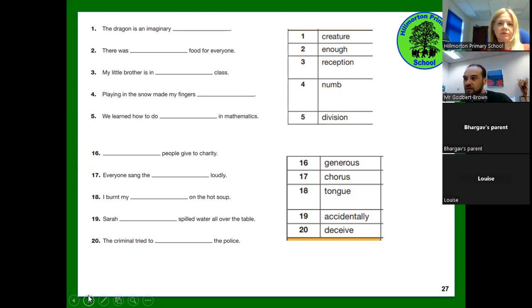This is what the test looks like. They'll get the paper with the words missing. I'll read them out 3 times. For instance, for this first one, I'll say the word is creature. The dragon is an imaginary creature. The word is creature. So I'd say it 3 times, giving them space between each one so that they've definitely heard. I won't move on until I'm confident that everyone's finished and written down their word. So they get as much time as is needed on that one.